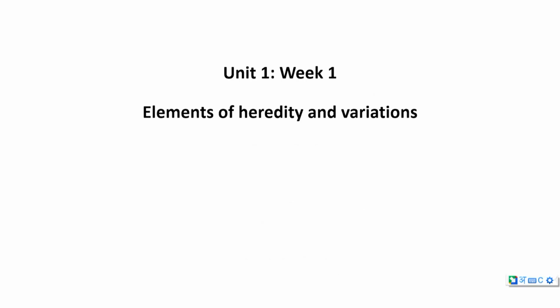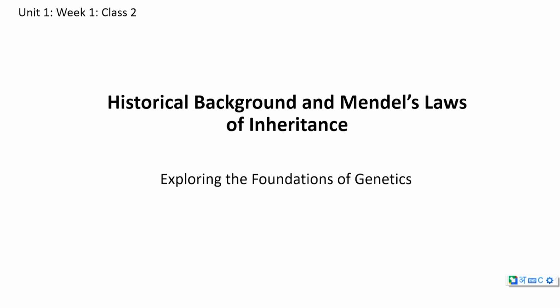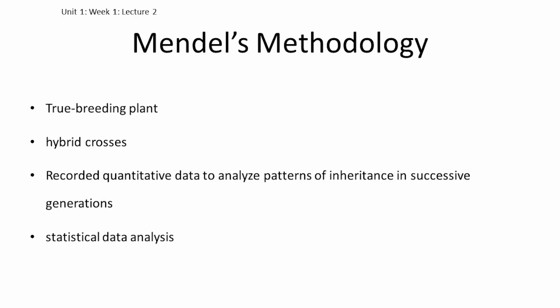We are currently discussing unit 1 and week 1, and today we have the second class on elements of heredity and variation. In our previous class we discussed the historical aspects that were already known to Mendel, or to people working at the time of Mendel like Galton and Darwin. We also discussed some basic things that Mendel chose for his experimental setup, like pea plants and different characters and traits. We have already discussed that at length.